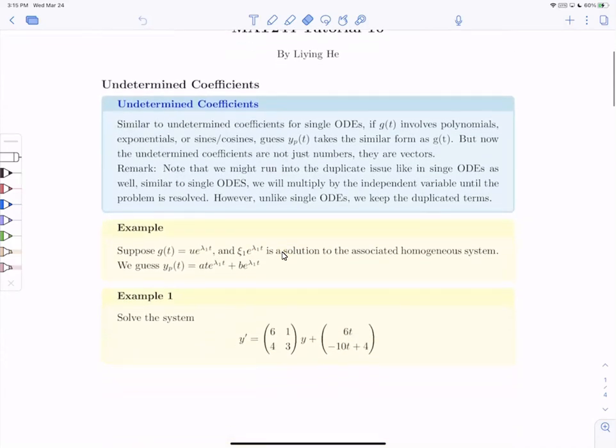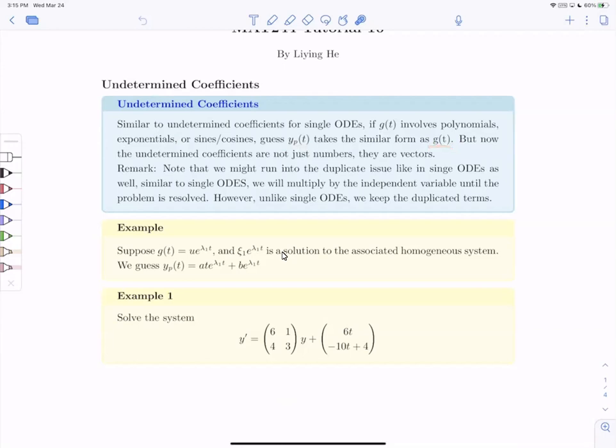It's really similar to undetermined coefficient for single ODE. If your g(t) involves polynomials, exponentials, sines, or cosines, remember when we talk about exponentials, you might have hyperbolic functions like cosh or like this, okay? And you can guess your particular solution takes a similar form as g(t).